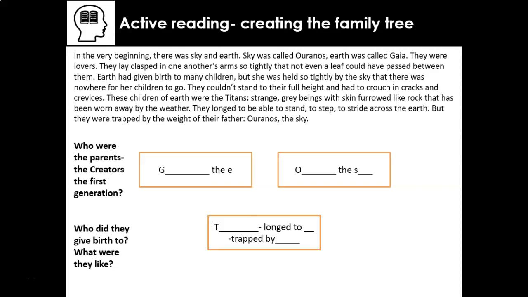Brilliant. Now, this box underneath them is the box to show us the children they had. So what T word describes the name of the children? What were their children of Earth called? What did they give birth to and what were they like? Brilliant. It's the Titans, and they longed to be able to stand up, to be free. But what were they trapped by? They were trapped by their father. So guys, we're just going to pause and we're going to write down that we've got Gaia the earth, Uranus the sky, and Titans who long to be free. Brilliant.